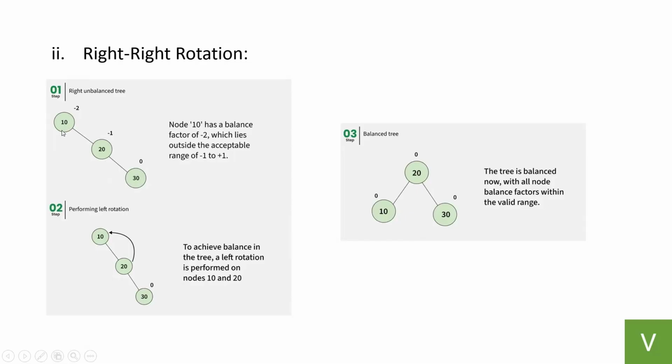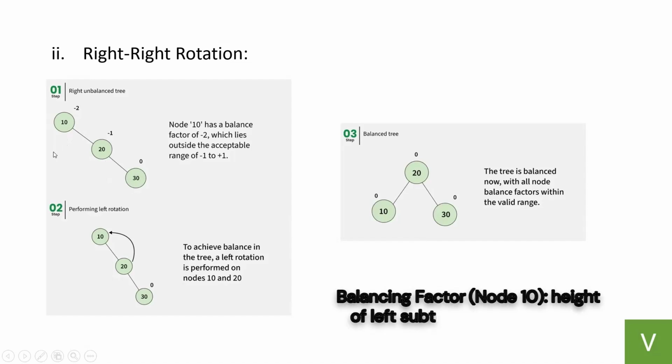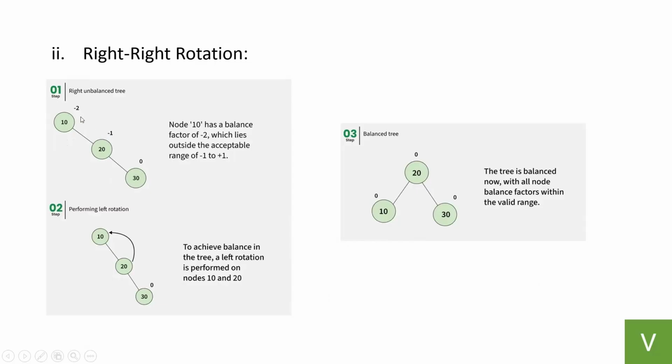Now we will check the balancing factor for the node 10. It has no left subtrees, so the height is 0. The height of the right subtree is 2. So 0 minus 2 equals minus 2, which is not a valid balancing factor. So to achieve balance, we perform right rotation.